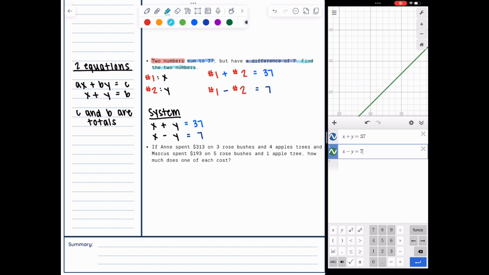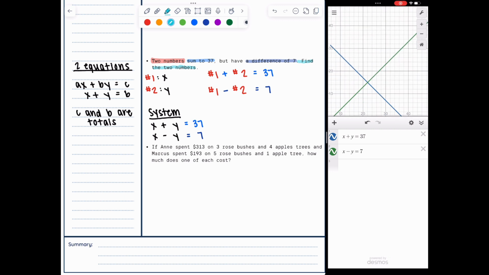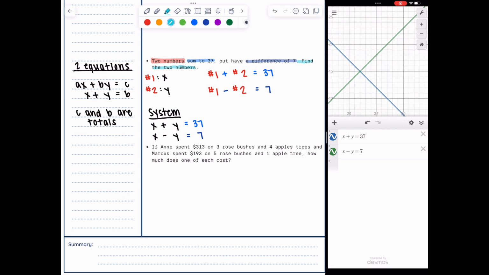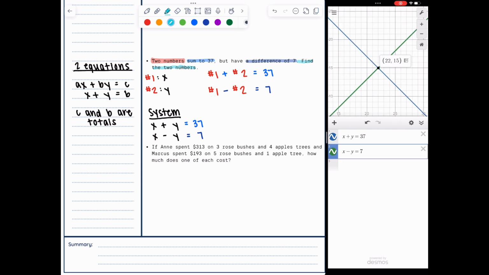And then sometimes the scale of the graph is going to be a little bit off, so just mess around with it until you find a point of intersection. And here I get those two numbers, 22 and 15. That tells me that this is the solution to my system of equations, where one of the numbers is 22 and the other number is 15. Now, I wrote 17, but I'll fix that in a second.